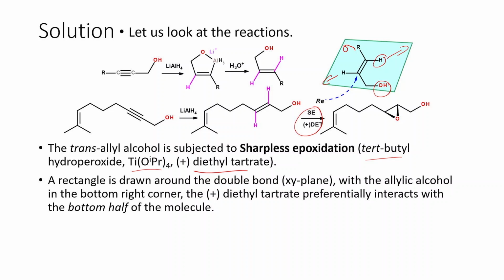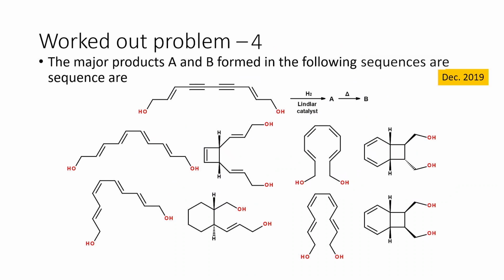Once this is planar, because the alkenic bond has sp2 hybridized carbon atoms, they are planar in nature. So the diethyl tartrate catalyzed epoxidation reaction introduces the oxygen from the bottom face. That is how we say. So this is how we write the formed product as given here, and the other double bond does not undergo any reaction. So let us move on to the next workout problem.